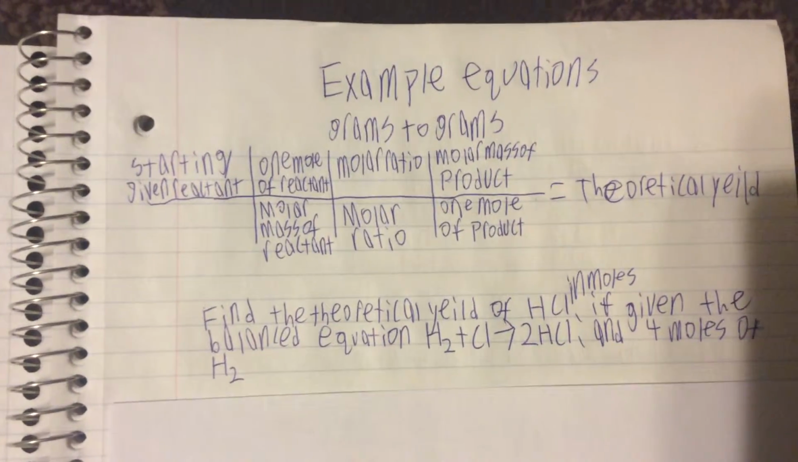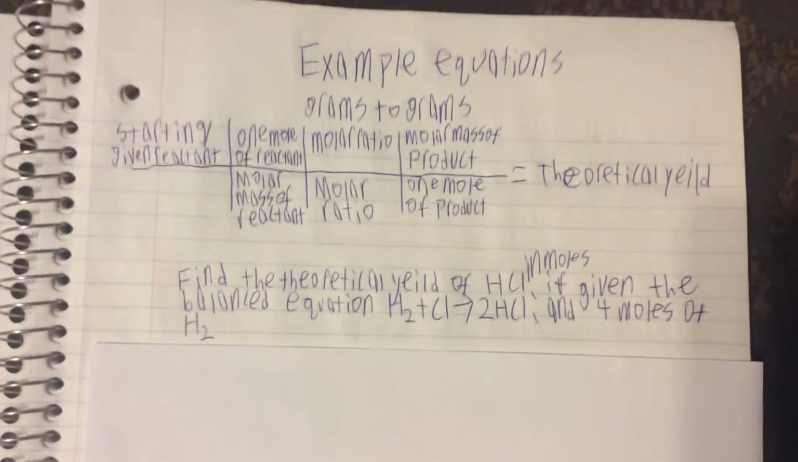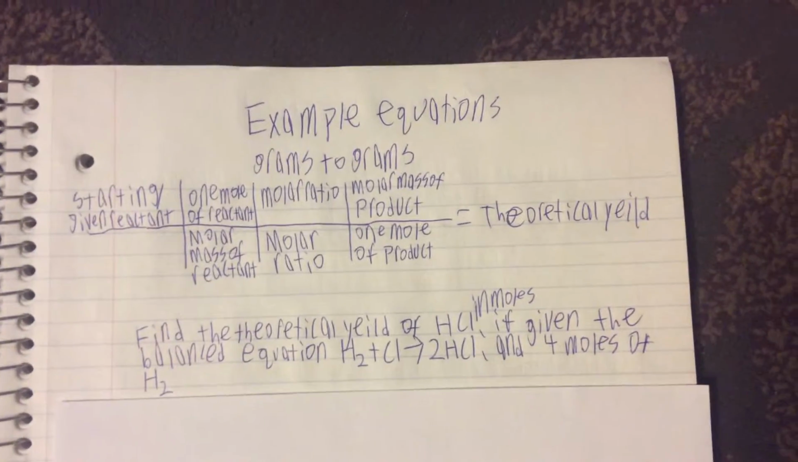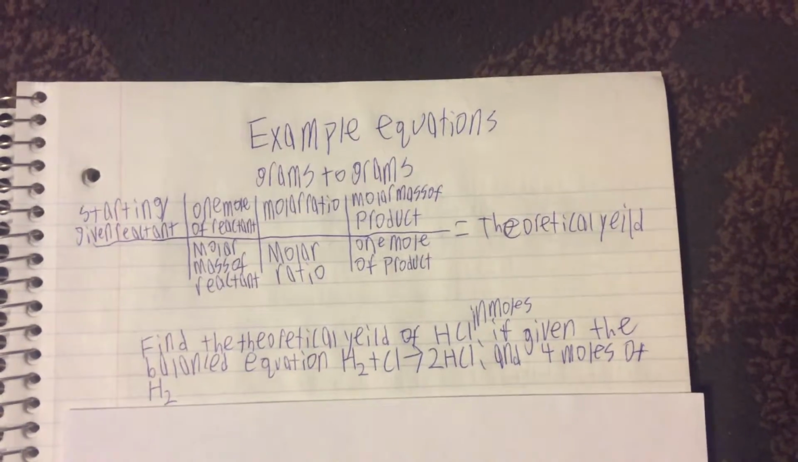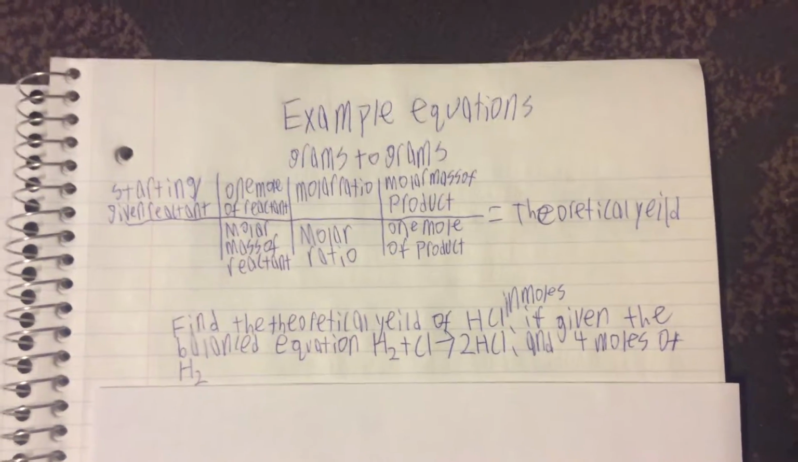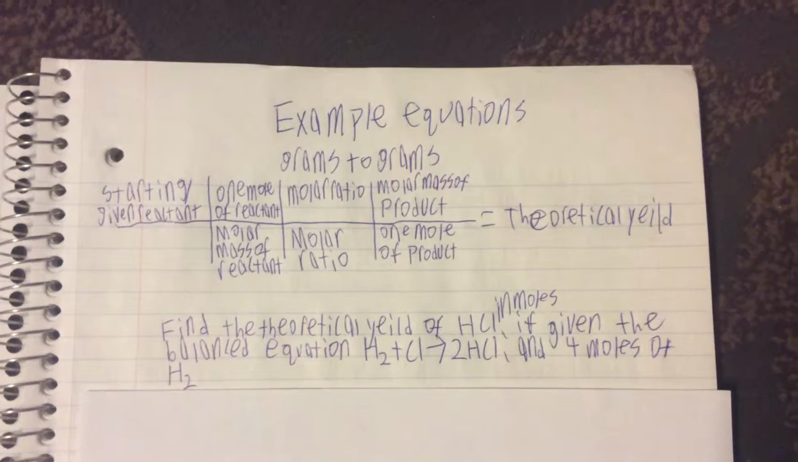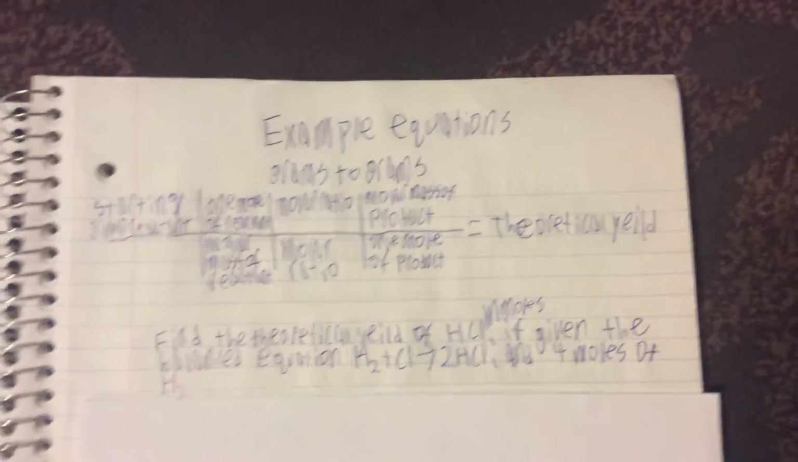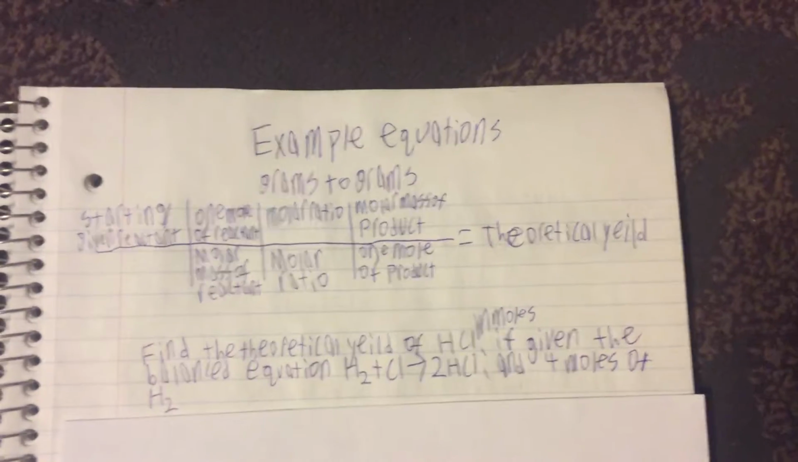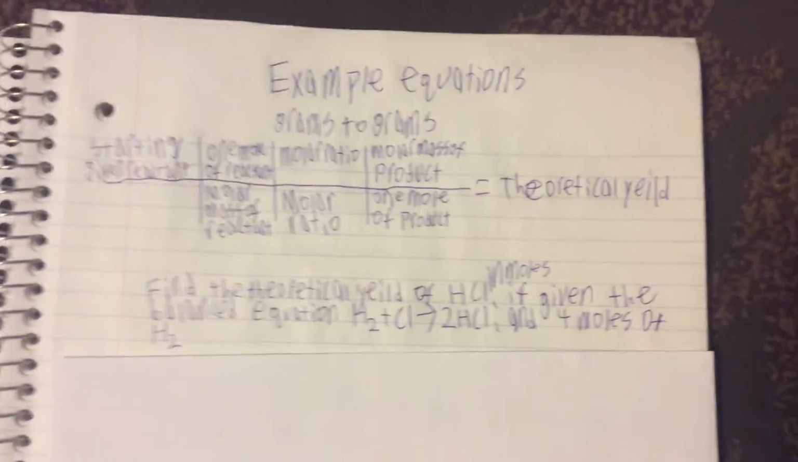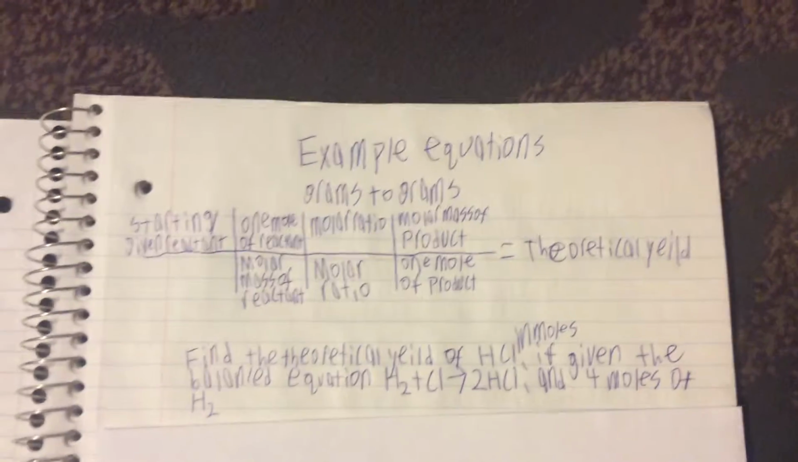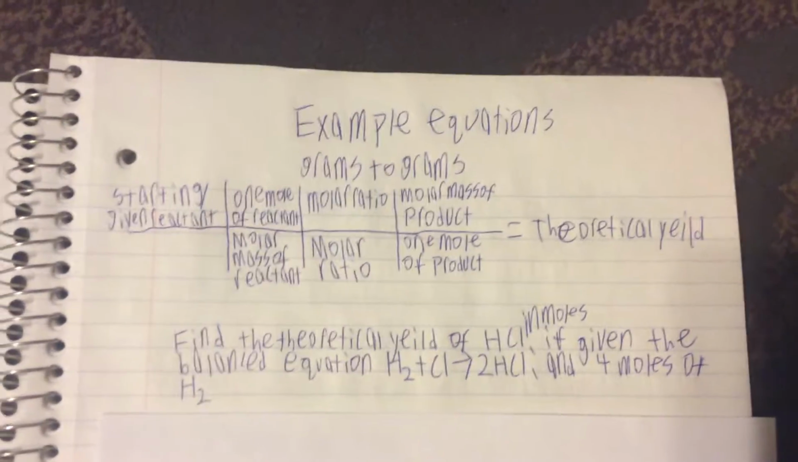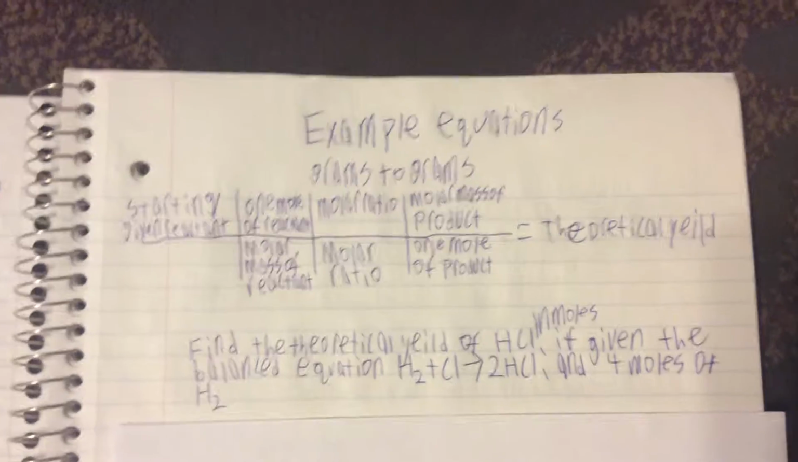So this is the way that they will format it for you. It'll ask you to find the theoretical yield of hydrochloric acid in moles of the given, if the balanced equation is H2 plus Cl2 makes 2 HCl, and you are also given that you started with 4 moles of hydrogen gas. So go ahead and pause the video and try to plug it in yourself.